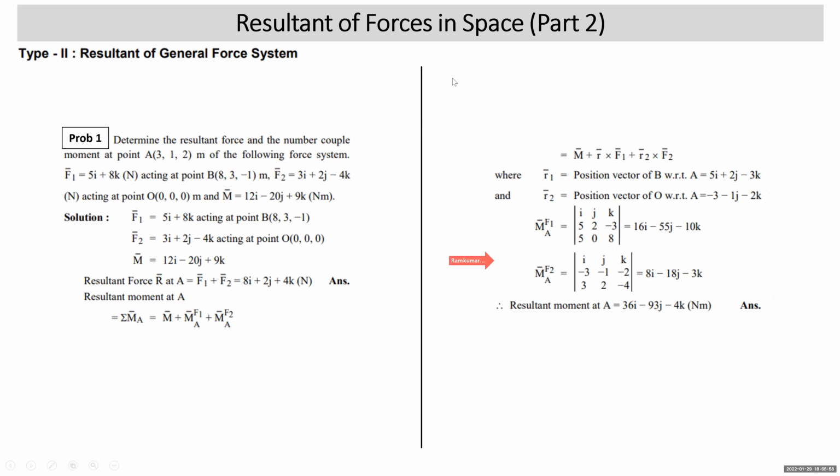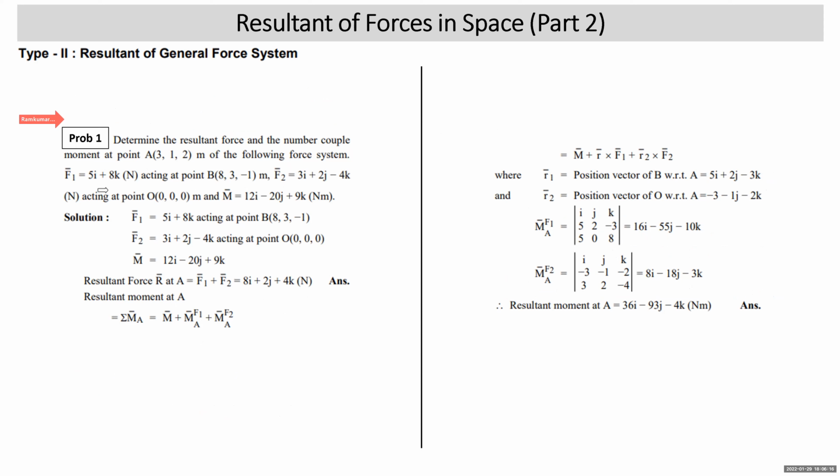Ready to start with the sums? First sum. Question number 1. Determine the resultant force and couple moment at point A. Point A, coordinates 3, 1, 2, of the following force system.